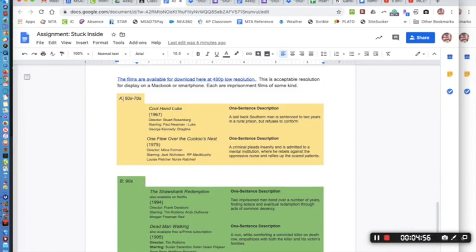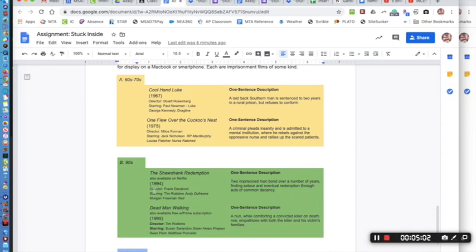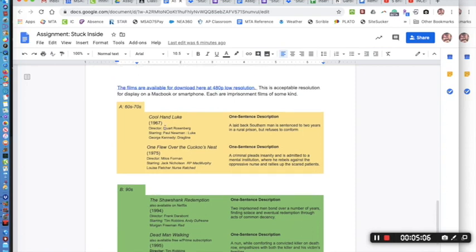They're categorized by letter, A, B, and C. They're categorized by era: 60s, 70s, 90s, present day. And I put colors on them too, so you really see the difference. So you're going to pick one of these two films.